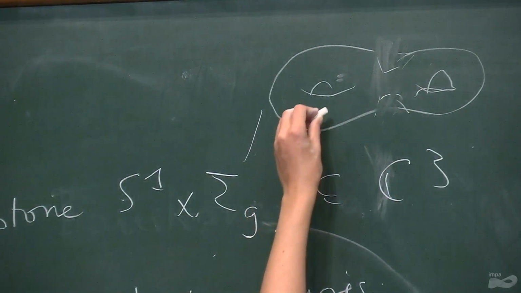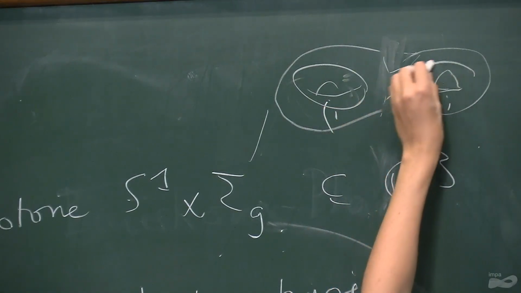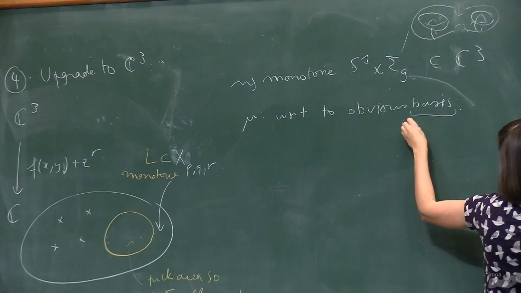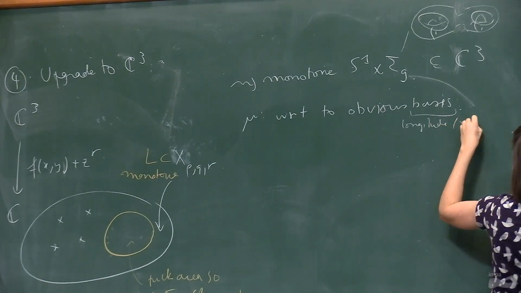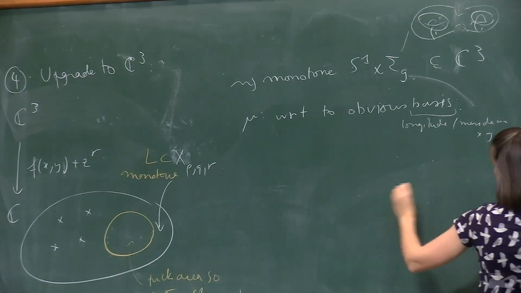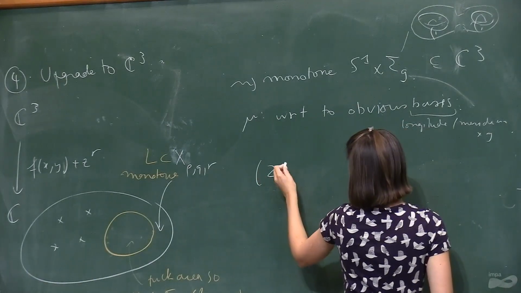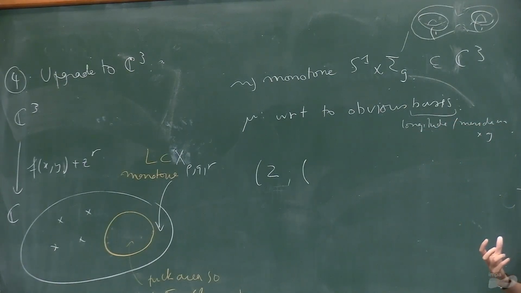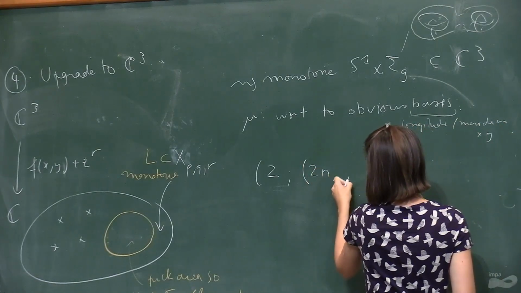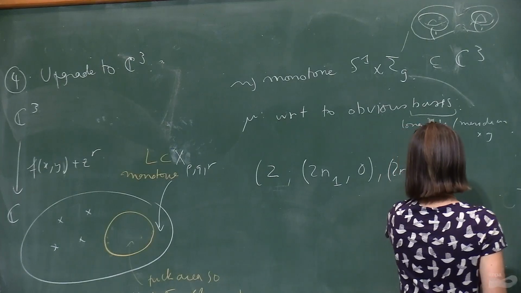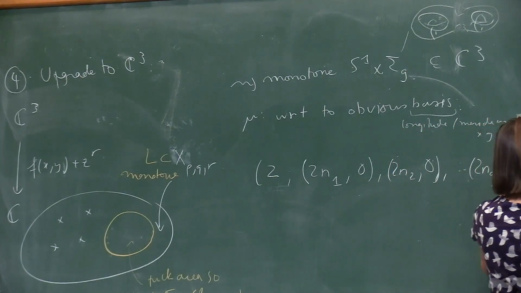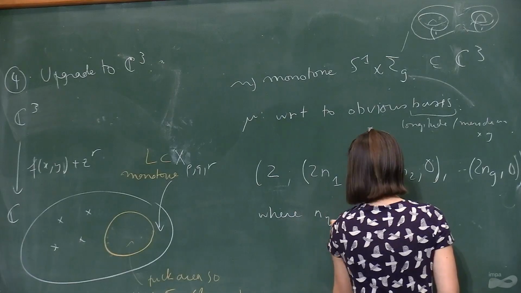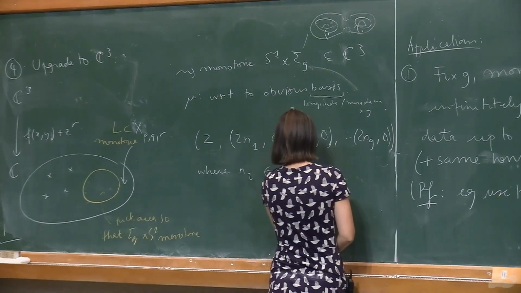And I can think of having meridian and longitude, as I had before. Or rather longitude meridian. So the Maslov index is going to be 2 for the S1. And then I can have anything I want for the longitude, where n_i in Z is arbitrary.